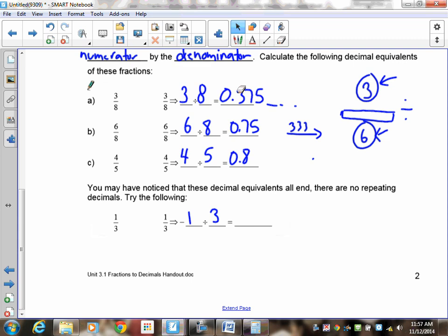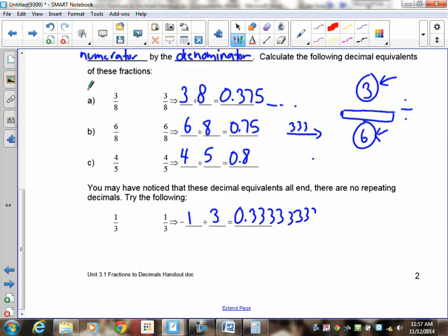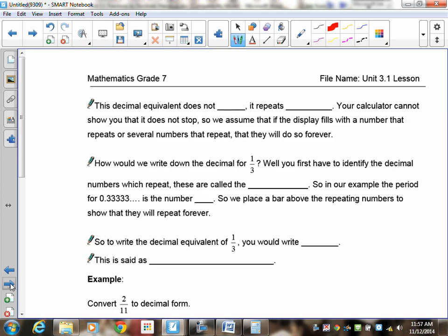Okay? So this becomes 0.333333, and it doesn't stop. So if you had enough paper, you could keep doing this for hours, and you would never get to the end of the 3. It goes on for infinity. It's an infinite number. It just keeps repeating and repeating. So this decimal does not stop. It repeats forever.